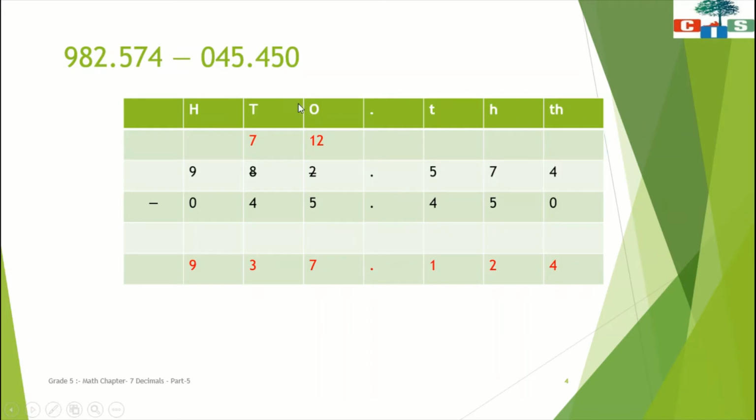Now we'll take the next number, that is 45.450. Here we have 5 at 1's place and 4 at 10's place and 0 at 100's place. So here I have put this whole number part according to it. Then I have put the decimal point. Now here we have 4 at 10th place, 5 at 100th place and 0 at 1000th place. So here I have put the decimal part according to it. Now we'll start subtraction.